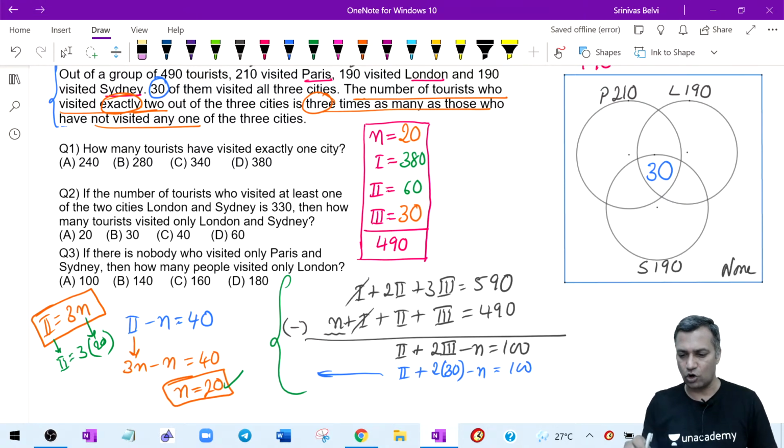Now the questions. First one is straightforward. How many of the tourists have exactly one city? That is just directly from here. So that is nothing but 380. Exactly one is 380.